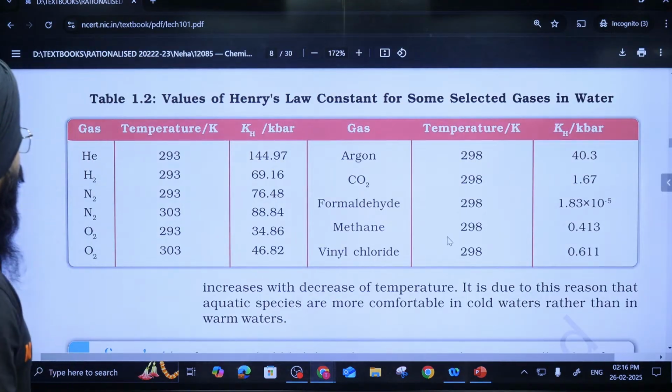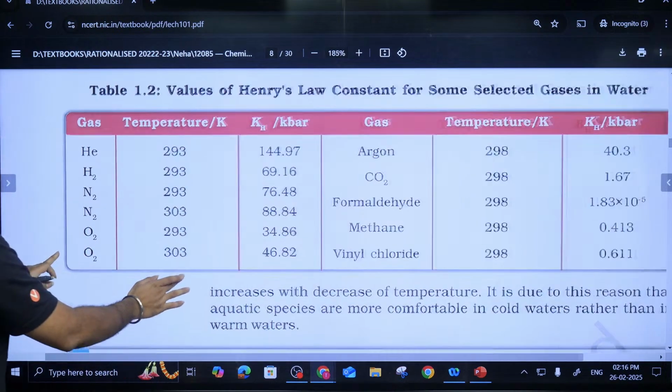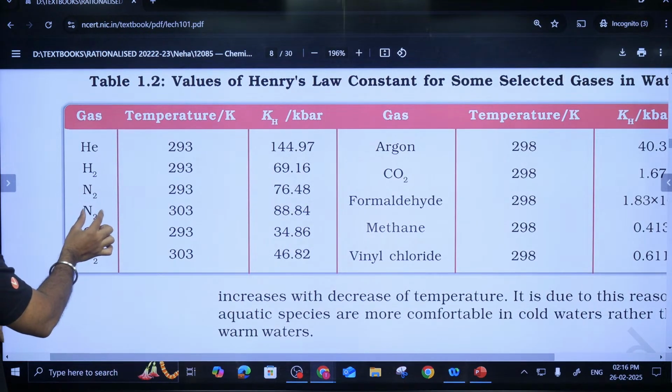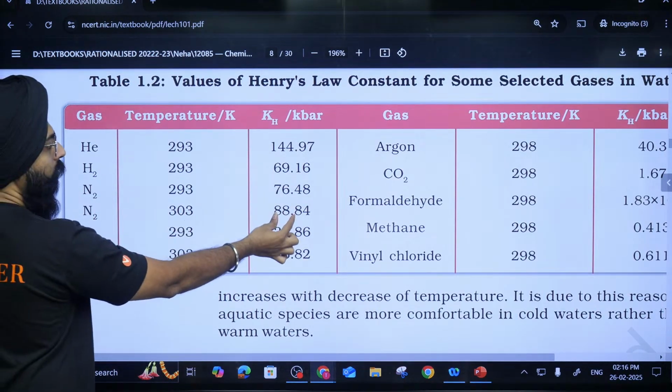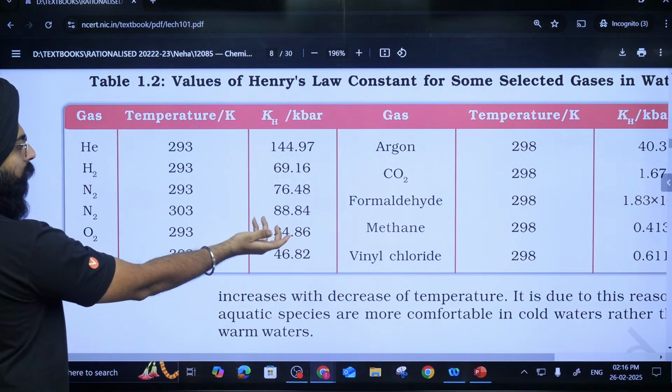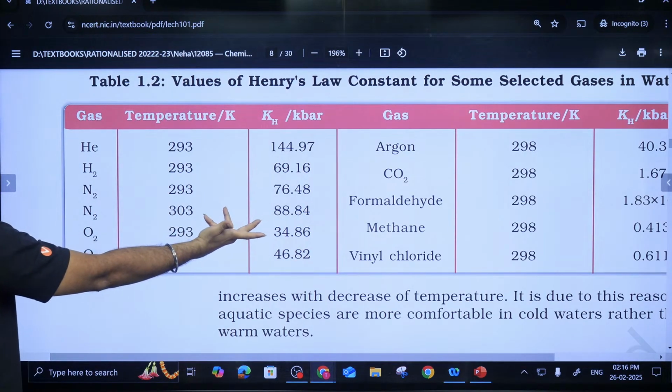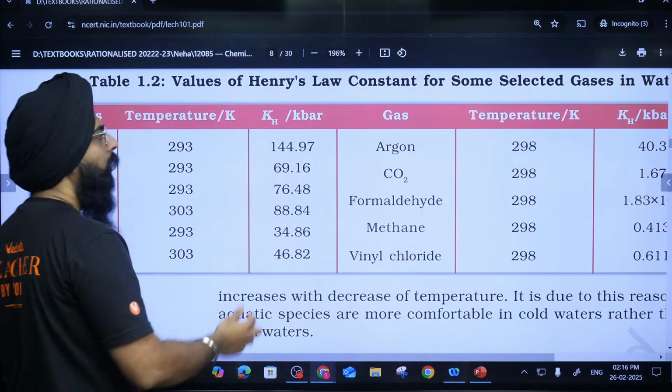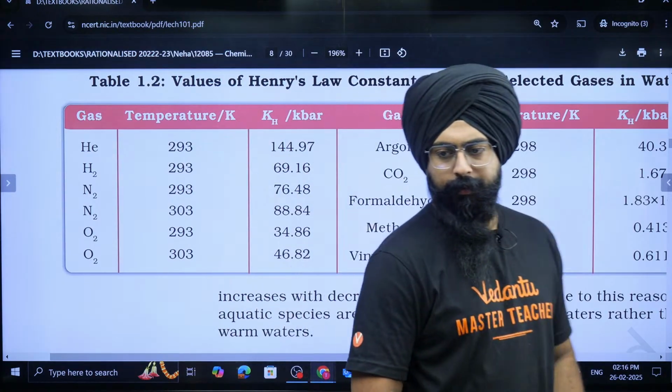Yeah. So have a look at this, people. Look at the solubility for nitrogen. When the temperature is increased, the Henry constant increases. So this proves experimentally the fact that increase in temperature decreases the solubility.